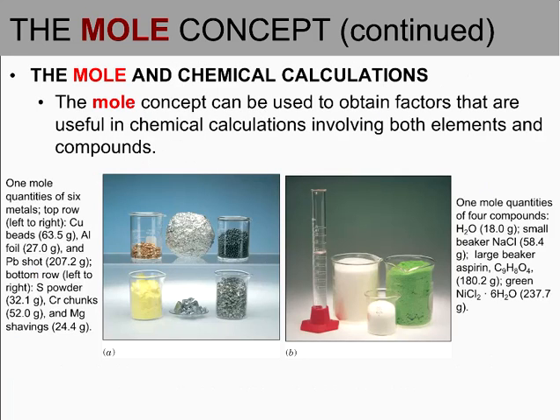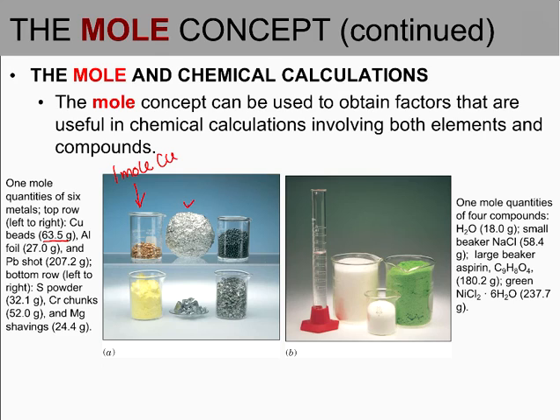Now, the mole concept can be used to obtain factors that are useful in chemical calculations. And we can use these factors for both elements and compounds. So down below we have a few different examples of elements and compounds, and everything is in a 1 mole amount. So over here we have 1 mole of copper, and if we look on the periodic table, the mass of copper, or the atomic weight of copper, is 63.5 grams.